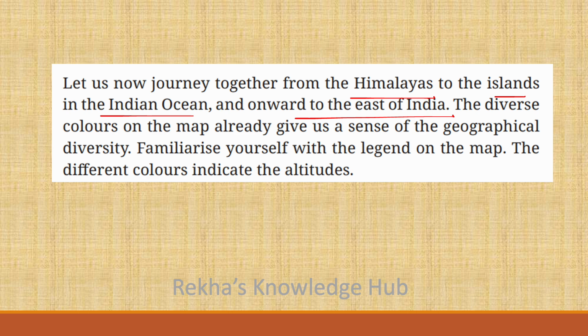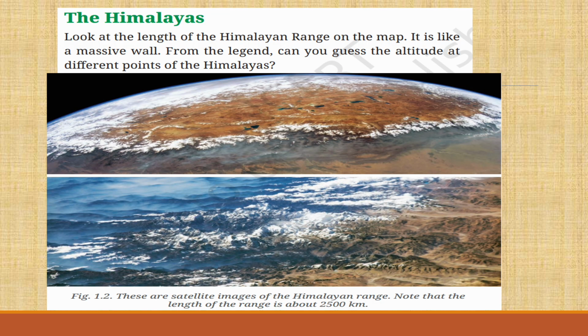The diverse colors on the map already give us a sense of the geographical diversity. Familiarize yourself with the legend on the map. The different colors indicate the altitudes. The Himalayas. Look at the length of the Himalayan range on the map. It is like a massive wall. From the legend, can you guess the altitude at different points of the Himalayas?